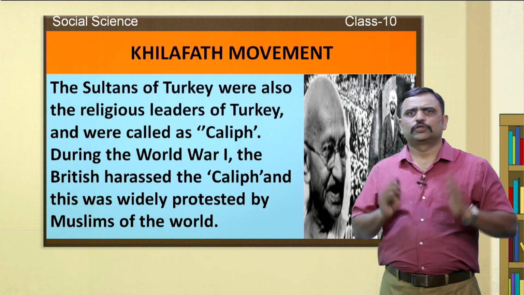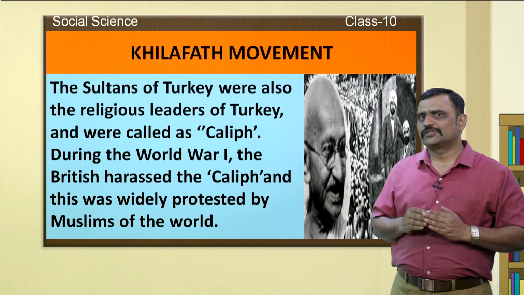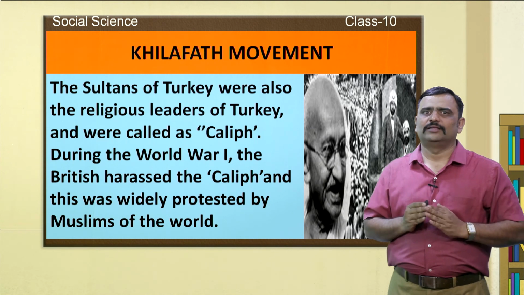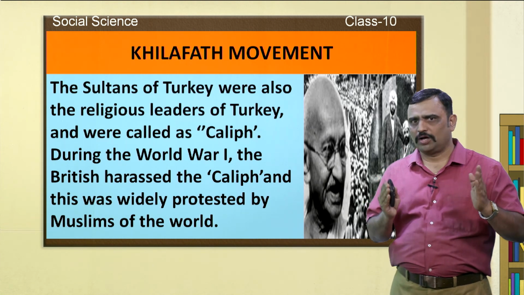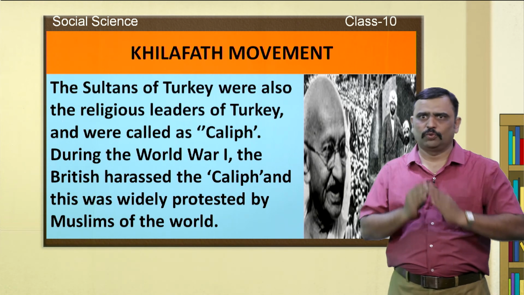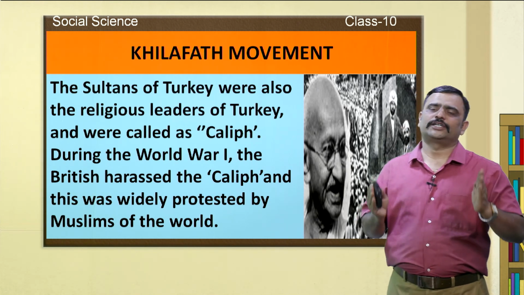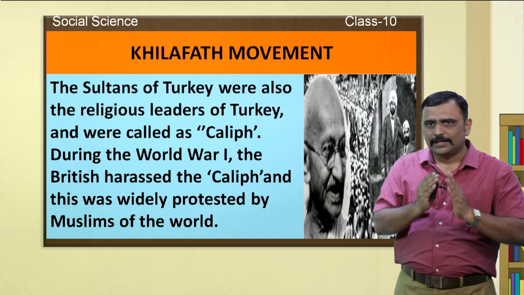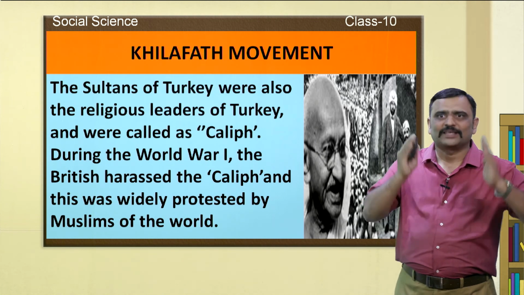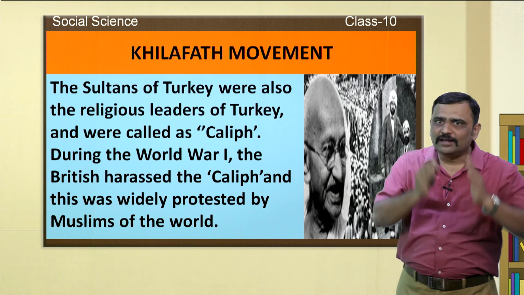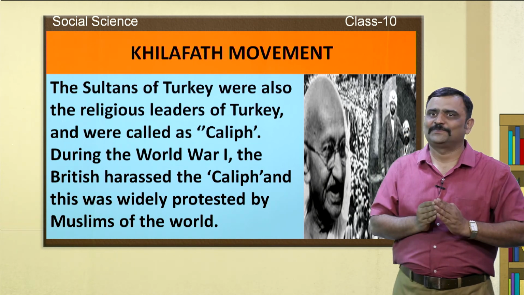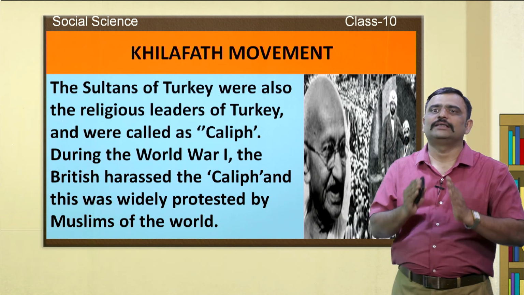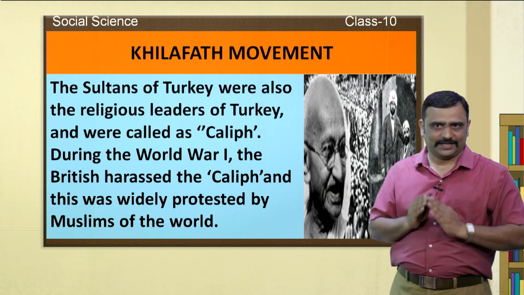Let's know more. The Sultan of Turkey was also the religious leader of Turkey and was called the Caliph. During World War I, the British harassed the Caliph, and this was widely protested by the Muslims of the world. Yes, dear students, you have all studied this in the first chapter of history in 9th standard. Who were these Caliphs? Shall I make you recall it? Yes, dear students, recall it. Who were the Khalifas? Khalifas were the political and religious heads of Islamic people and Islamic countries.